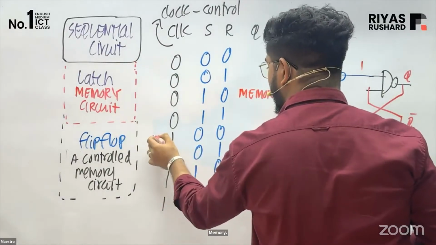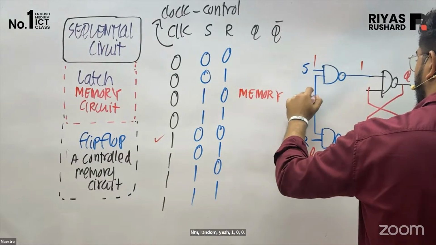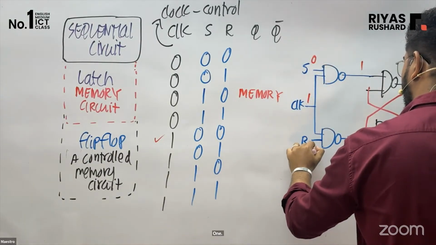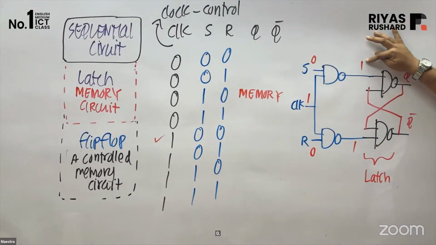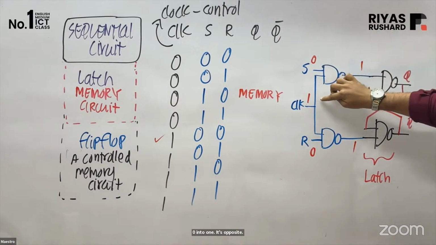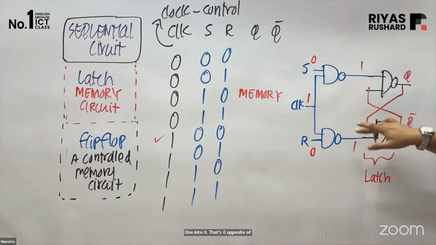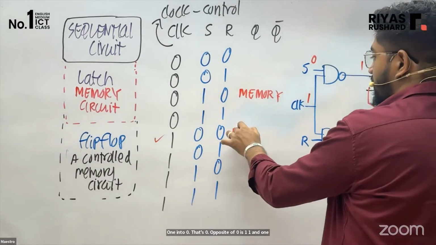I'll pick one randomly. This one is 1 0 0 1. 0 0 0 into 1, its opposite is 1. 1 into 0, that's 0. Opposite of 0 is 1. 1 and 1 in a latch would give you what? Memory.